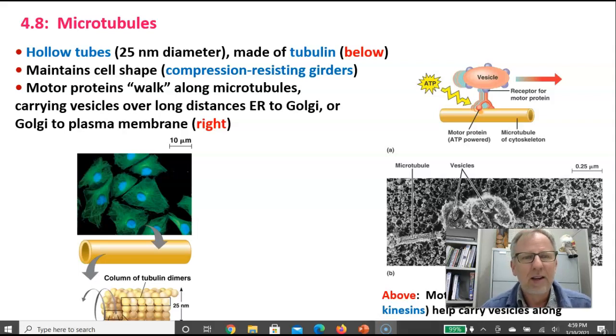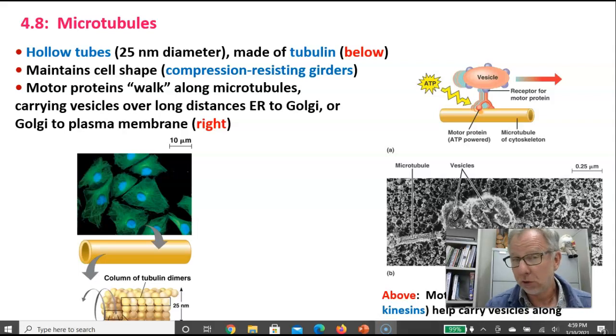Look at the figure in the bottom left. On the top of the figure, it's showing you some micrographs, some pictures of cells under a microscope. And again, the green are microtubules. The blue is a nucleus. So just below that micrograph, there's like a pipe-looking thing, and that's a microtubule. It's a hollow tube. And if we look at the detailed structure of that, it's made of those proteins called tubulins. So you can see all that labeled on the figure.